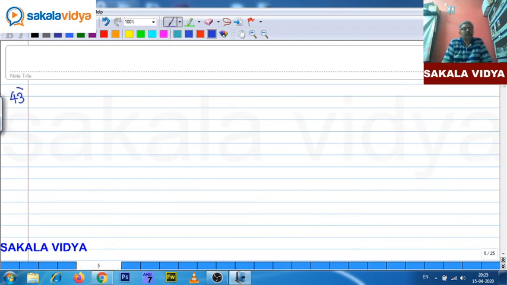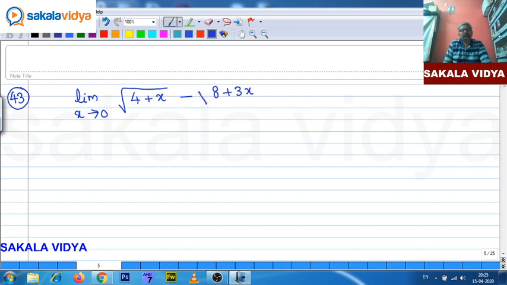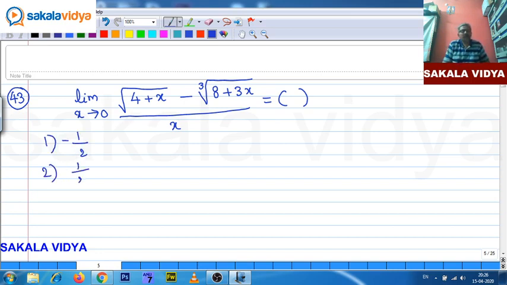Now question 43. Limit x tends to 0, of root of 4 plus x minus cube root of 8 plus 3x, upon x. First option is minus 1 by 2, second option is 1 by 2, third option is minus 3, fourth option is 0. This is the question.